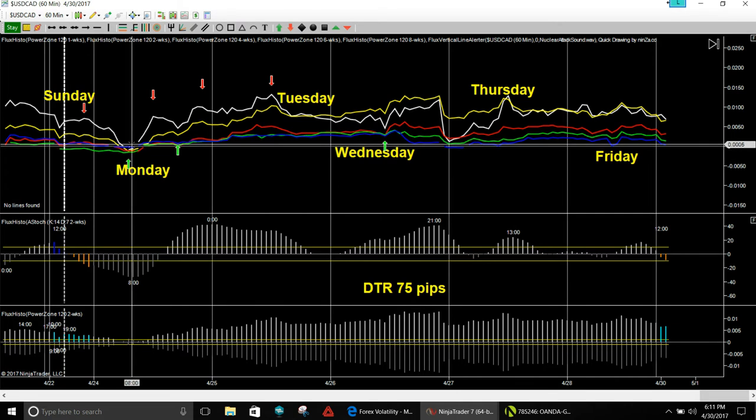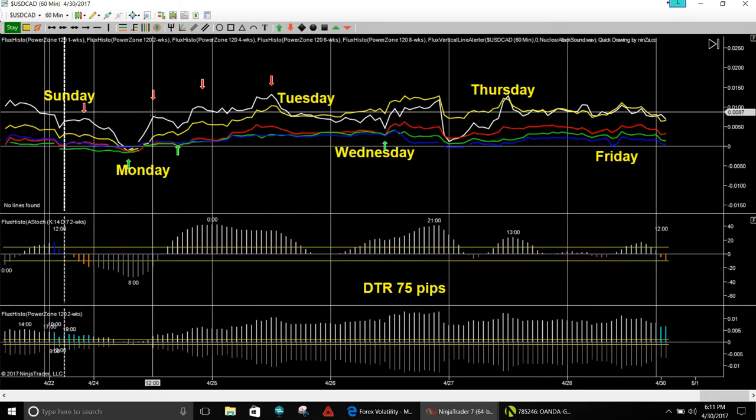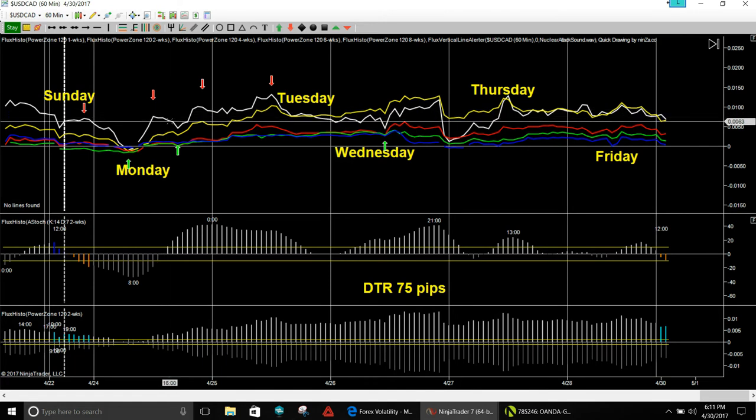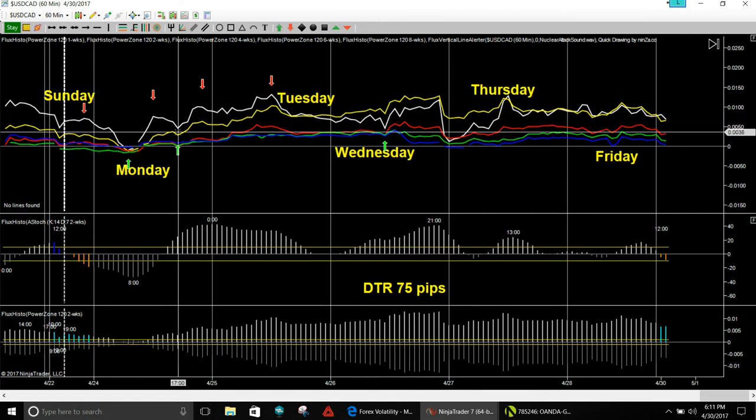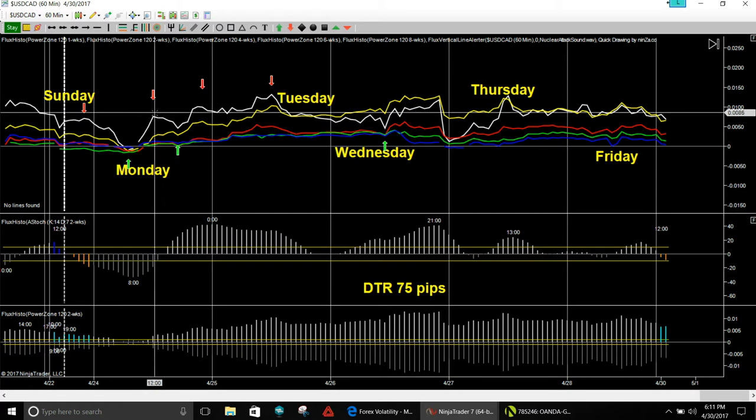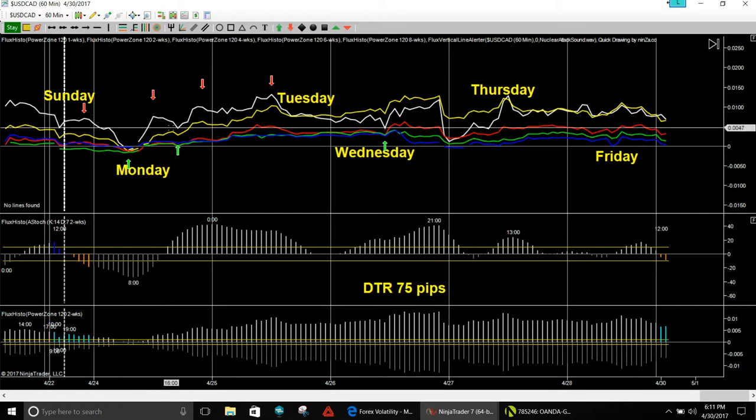In the morning, looking for an up move on the dollar Canadian, and then looking for a reversal at 12 a.m. 12 p.m., and it looks like it's going to go down until 1700. We'll see, sometimes in the chop zone it doesn't move that much, but then again, sometimes it does. Okay, so 1700 is going to go right back up.